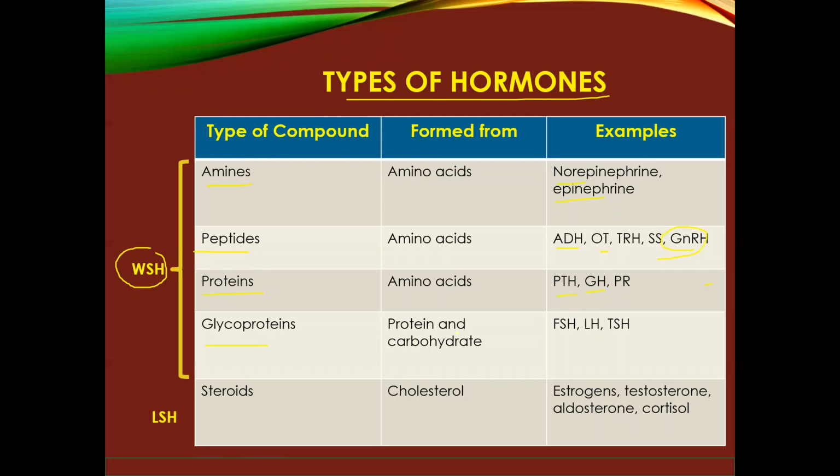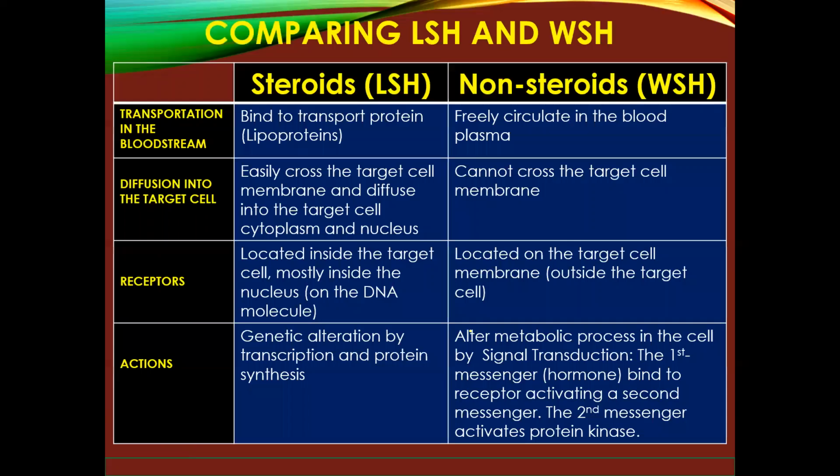Those made of glycoproteins are FSH, follicle stimulating hormone, LH, luteinizing hormone, and TSH, thyroid stimulating hormone. And the second one is lipid-soluble hormone, which is steroid hormone. They are made of cholesterol. Examples: estrogen, testosterone, aldosterone, cortisol, androgens. So these are the two main types of hormone.